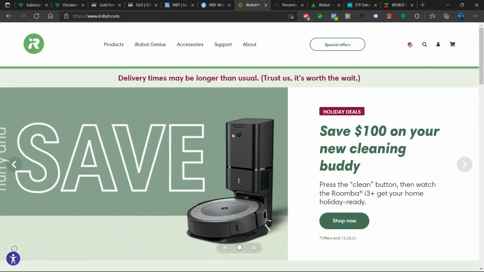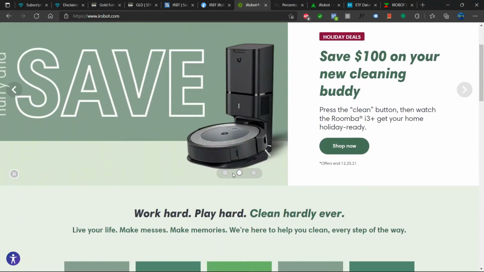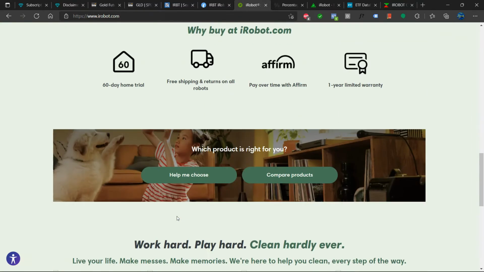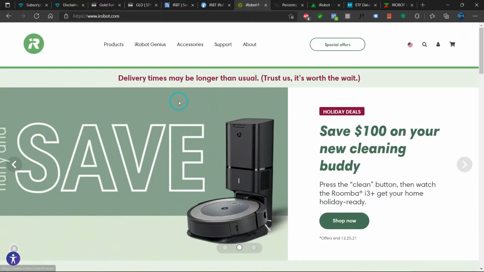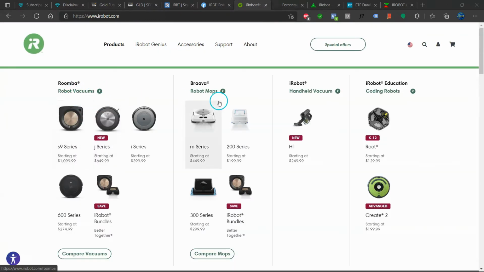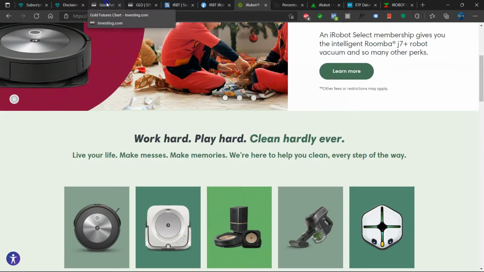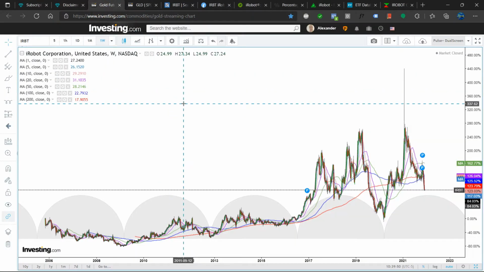Here is the company's website. They make very good robots that help you with a bunch of stuff, even stuff like cleaning your pool. And see here, they have their robot vacuums and they also have robot mops. So yes, I definitively think that the future is robots.